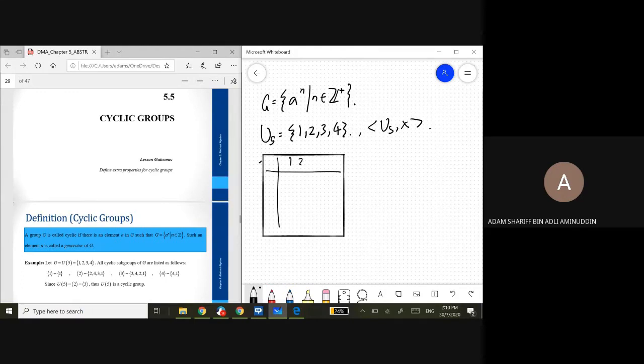1, 2, 3, 4. 1, 2, 3, 4. The binary operation is multiply mode 5. 1 times 1 is 1, 1 mod 5 is 1. 2 times 3 is 6, 6 mod 5 is 1. This will be 3. 3 times 3 is 9, 9 mod 5 is 4. 12 mod 5 is 2. 4, 3, 2, 1. Okay, finish.